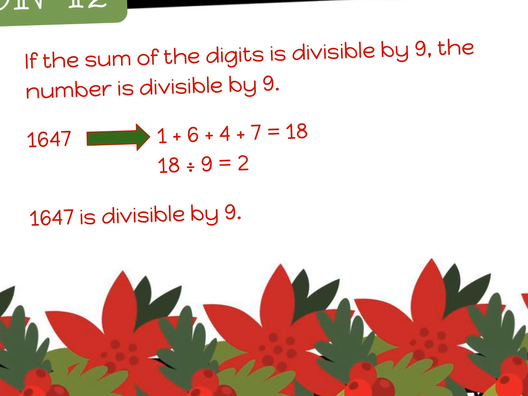Okay, 9. This is a large, large number. If I break it up, 1 plus 6 plus 4 plus 7 makes 18. 18 can be evenly divided by 9, which means that 1,647 is divisible by 9.